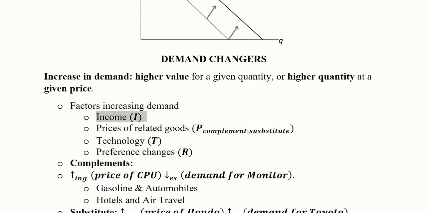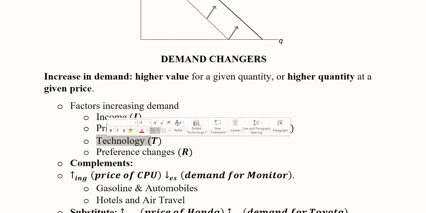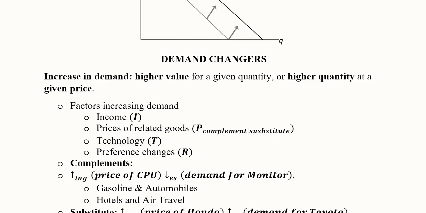We have listed those factors before: income, price of the related good, and the related good can be either a complement or a substitute. The technology can also be a factor that can affect demand, and the preferences can also affect it.